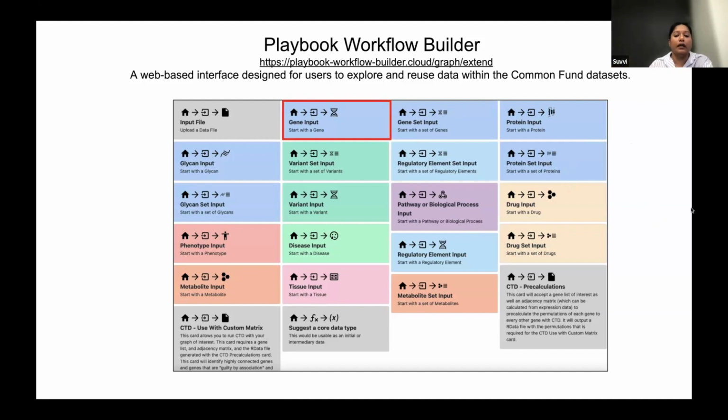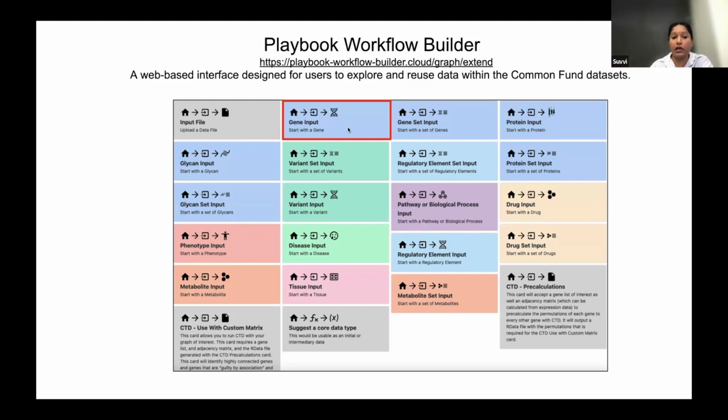Okay, so again, this web page shows several cards on the home page. Each card is an entry point for different inputs. You can see that the entry point can be anything. You can go with gene input, or gene set input, glycan set input, or disease, or variant. There are different inputs that you can use to find information about that input in various DCCs. If DCCs have the information available, then all that information will show up as a result.